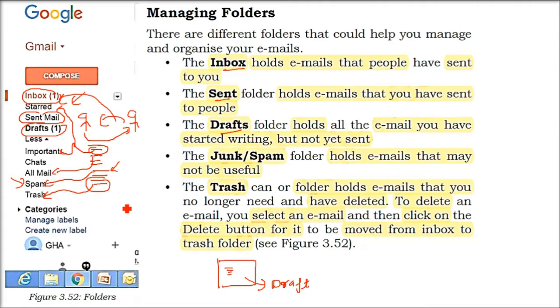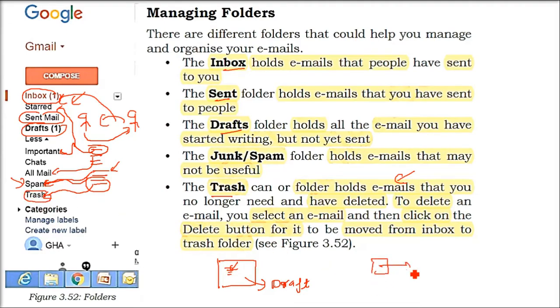Sometimes some mails come which may be useful for some people, not for you. You can put it in spam, so that it will not be shown in your inbox whenever it comes. Trash is like the recycle bin of your computer. So you will delete your email and it will go to trash. But it will still be seen.